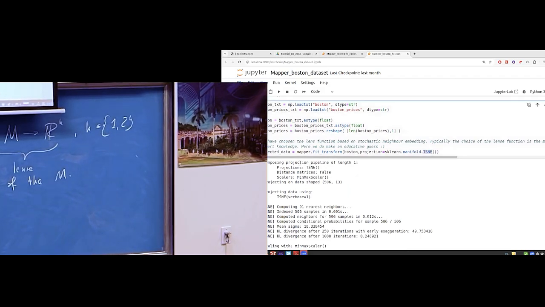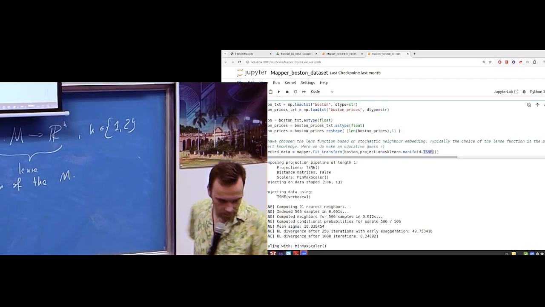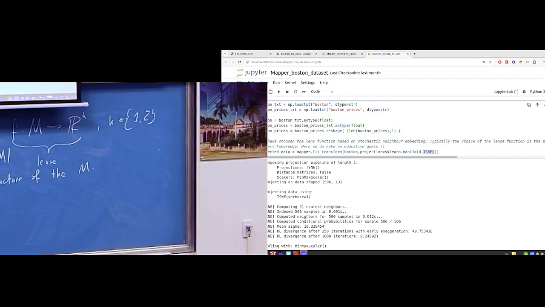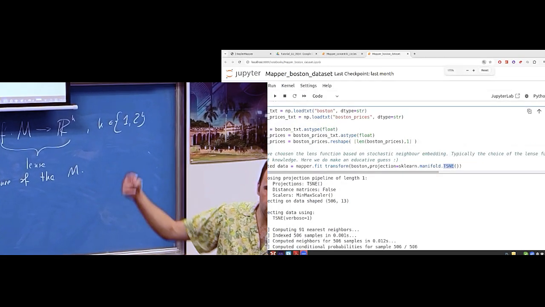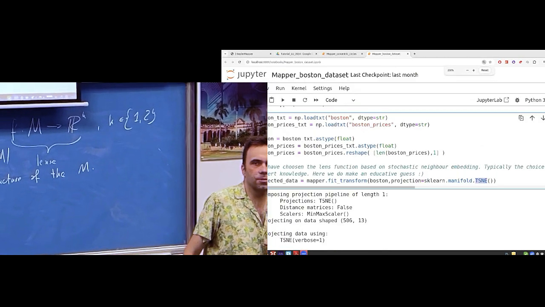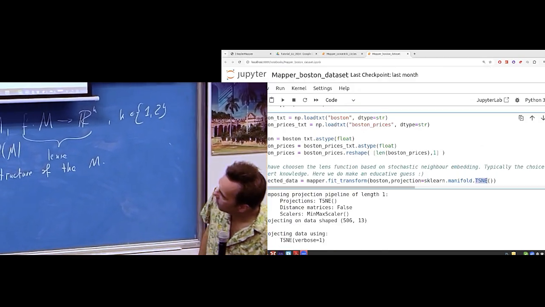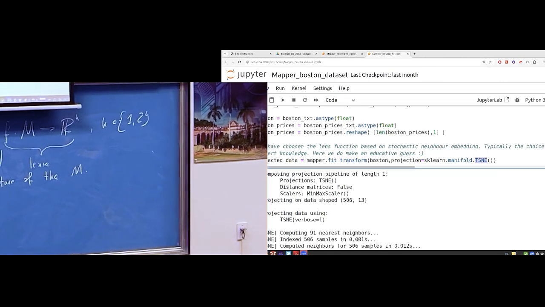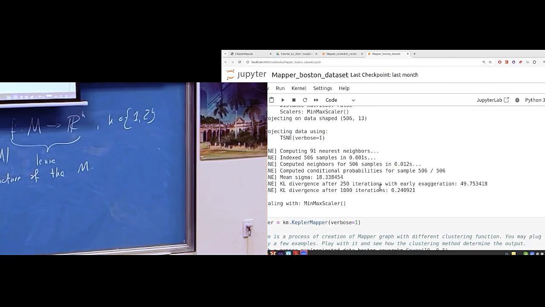So there it is. There's TSNE. I can actually try to make it a little larger for you. So we are projecting to the first dimension using the diffusion embedding. It makes sense or not, I don't know, but we do see some structure. So let me actually run Mapper.